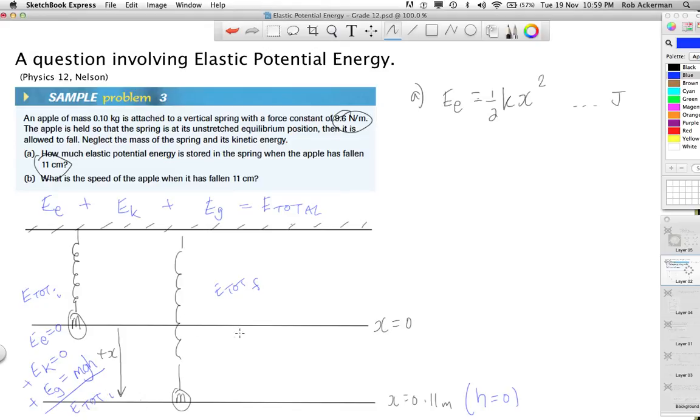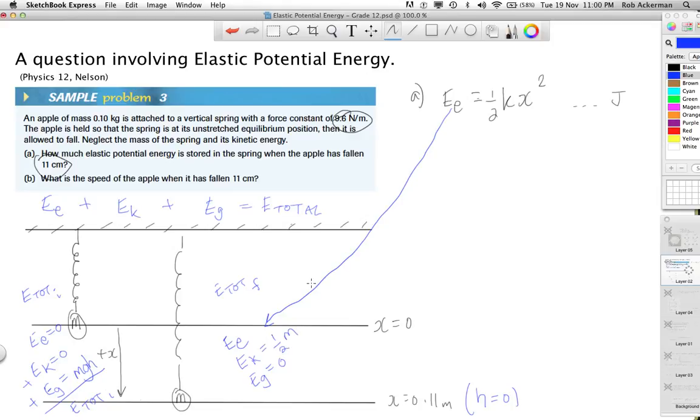Now let's look at what's going on here. The spring is stretched, it has elastic potential energy, and in fact, that is what you solved for in part A. The mass is at the lowest point, so its EG is equal to 0 now. And the question is, does it have EK? Well, maybe it does, maybe it doesn't.